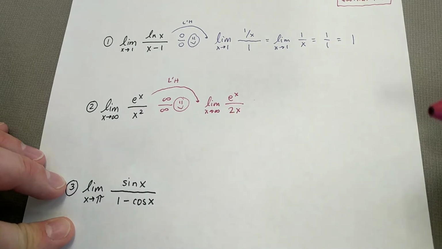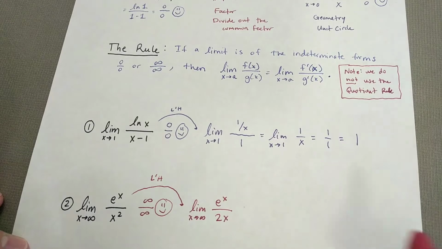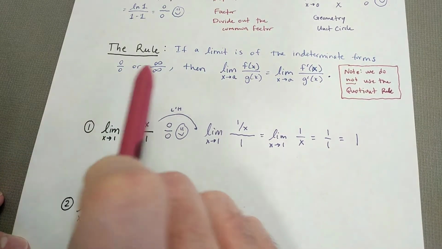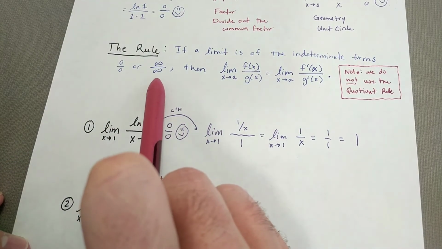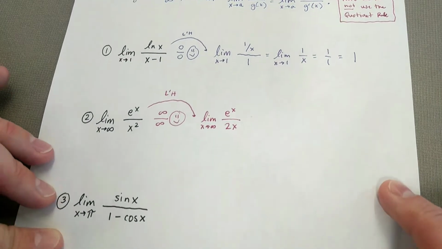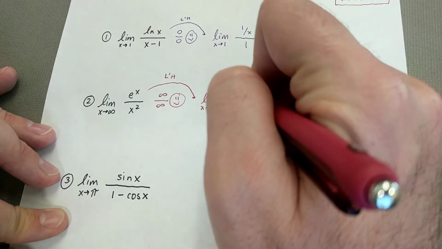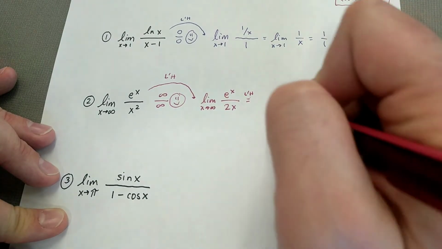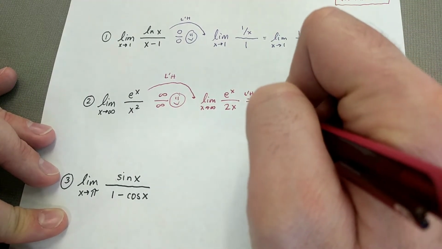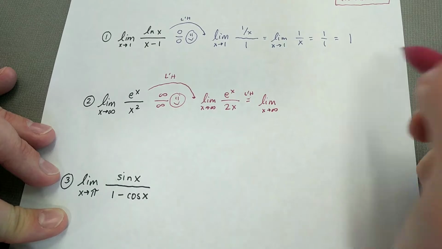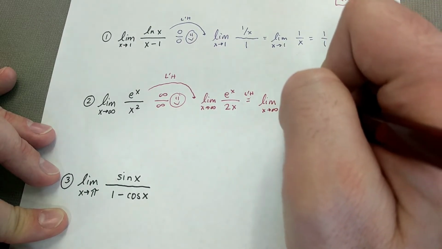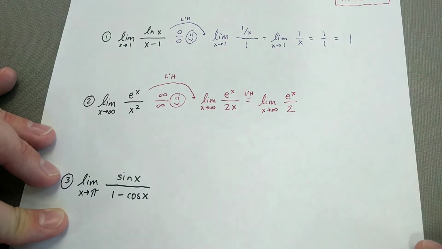And there's nothing in the rule about how you can only use it once. You can use it as long as you have one of these two cases. And since we still have this case, the rule still applies. So now let's apply L'Hopital once more. So we'll have the limit as x approaches infinity of e to the x over 2 is what we get.